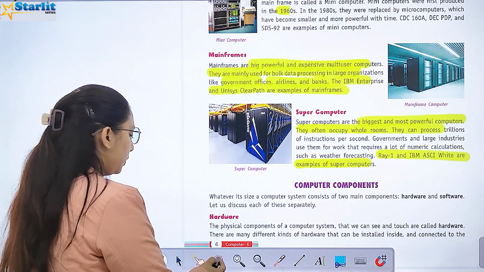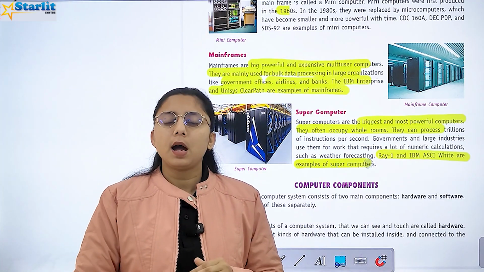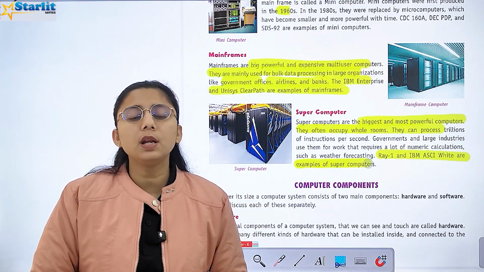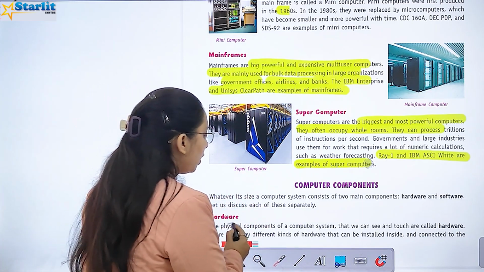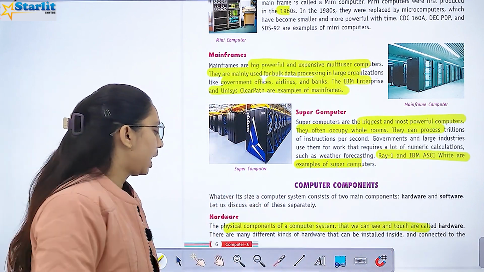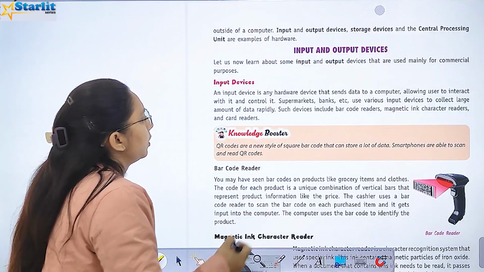Now computer components. We have so many computer components. We have hardware and software. Hardware you can see and touch, but software is inside the computer; you can only work on it. So the physical components that we see and touch are called hardware. They are of different sizes. They can be installed inside also.